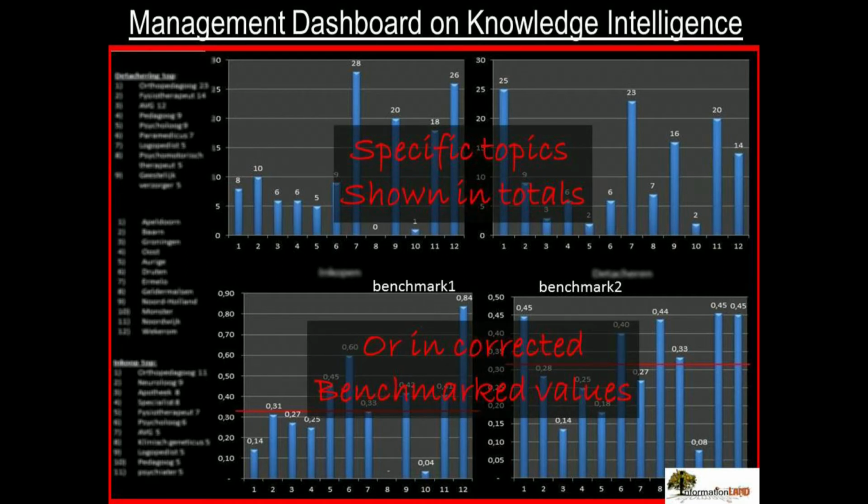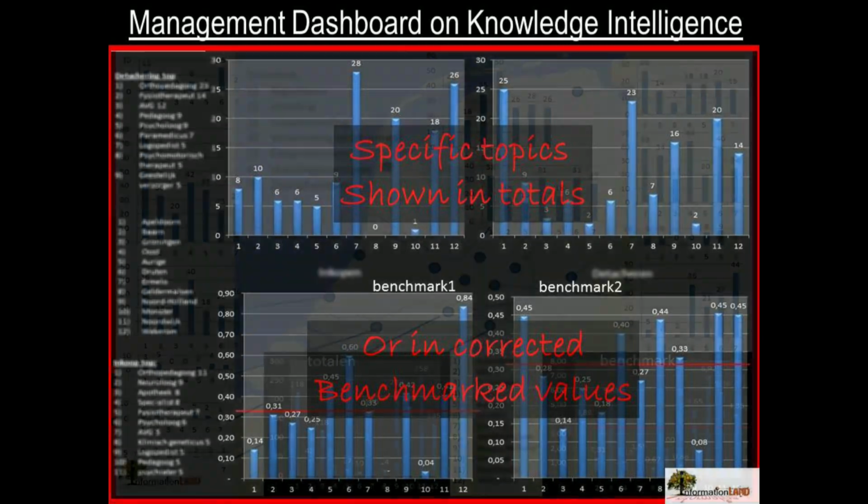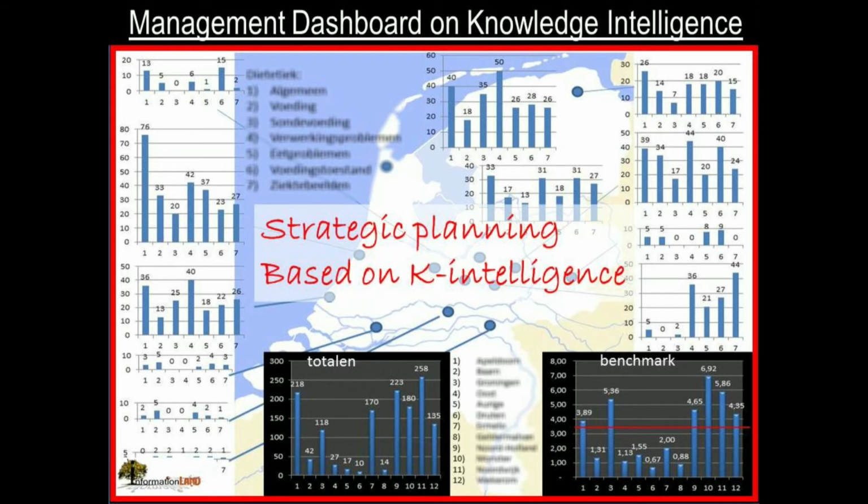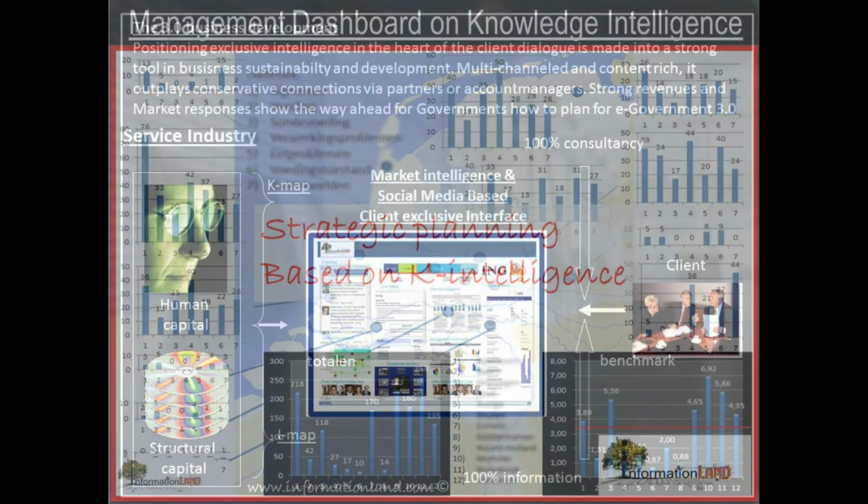On the top level, you see specific topics shown in total. In the lower half, we corrected them in such a way that you can actually benchmark the different locations despite of their difference in size or character. What we also do is that we make dashboards with geographical information so that you actually can compare locations on how they develop the knowledge or how they have their own specializations. And this is vital for strategic planning, purely based on knowledge intelligence.